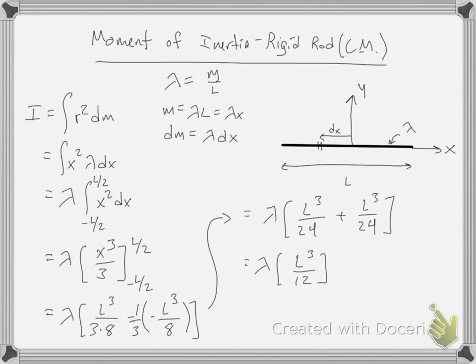And now we can plug in for what lambda is. Lambda is simply mass per unit length, which gives us our final expression of mL squared over 12. This is the moment of inertia expression for a rigid rod as calculated from the center of mass, at the center.